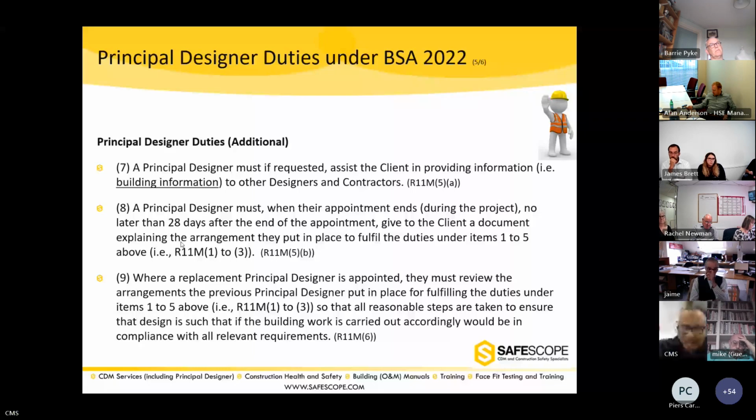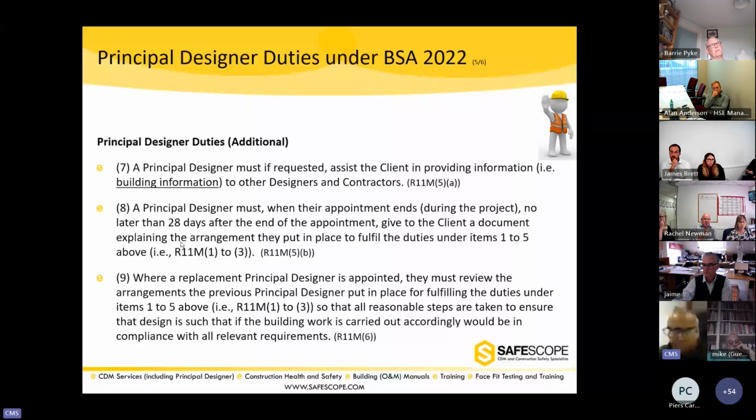Fair enough. What happens next when the new principal designer comes in? Obviously the client has to appoint a new one, because if they don't, then the client becomes the principal designer. So when the new principal designer comes in, they have to go through all the information the previous principal designer left to ensure that everything they'd done was up to scratch. If they didn't, they have to do it themselves.